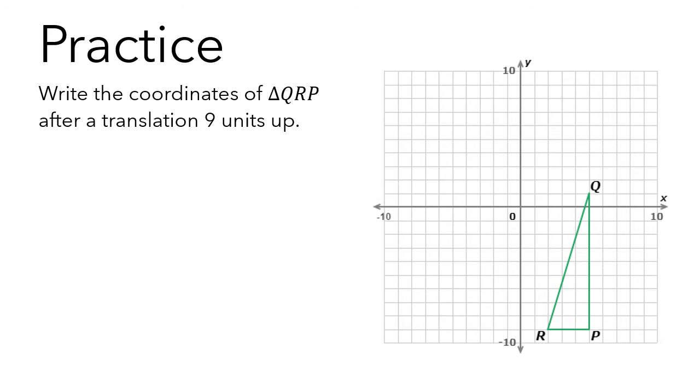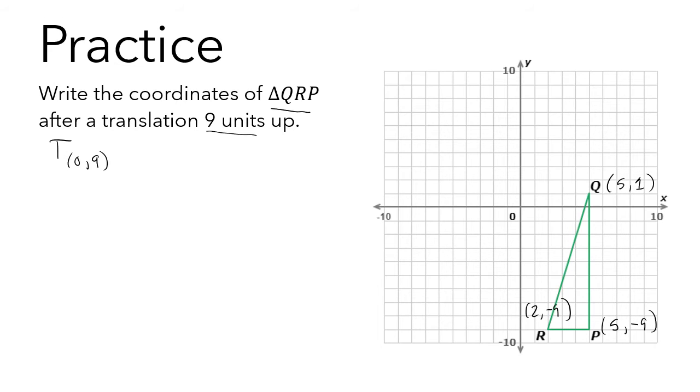Let's try a practice example. We're going to write the coordinates of triangle QRP after a translation 9 units up. So for a translation 9 units up, the x direction is not affected, so I'm going to put a 0 for A, and then B is going to be 9 because it's positive going up. So let's write out each of our points here. This one is going to be at (5, 1). This one is going to be at (5, -9). And lastly, (2, -9).